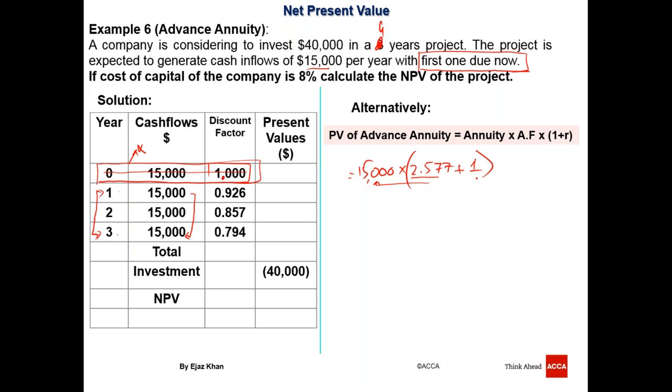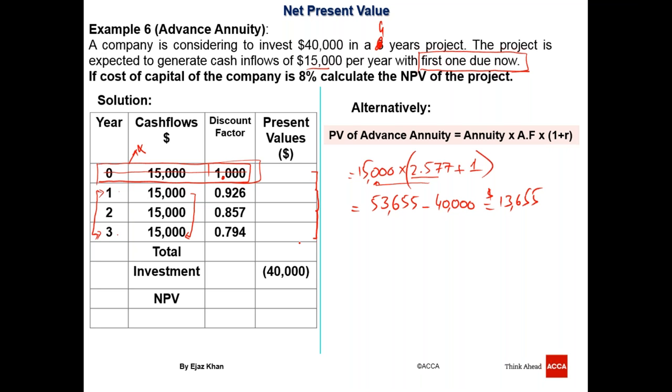So it will be 3.577 multiplied with 15,000. May I know the answer? $53,655. Now this is the present value of cash inflows from year zero to year three. Now it includes the present value of all four cash inflows. Then we need to subtract 40,000 to get the net present value. $13,655.